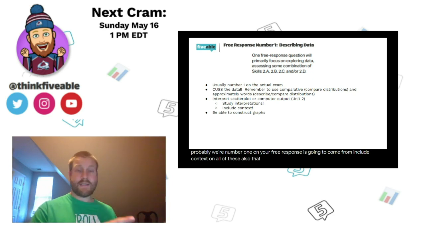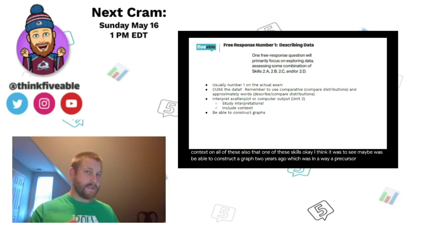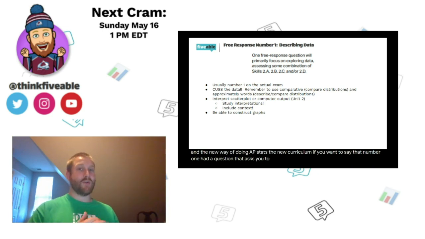Also, one of these skills, I think it was 2C maybe, was be able to construct a graph. 2 years ago, which was in a way a precursor to the CED and the new curriculum for AP Stats, number 1 had a question that asked you to construct a box plot. It gave you a grid and the 5-number summary and said construct a box plot from this data. Most everybody got that. It was pretty simple: your minimum, your Q1, your median, your Q3, and your maximum. And there were no outliers, so you didn't have to worry about outliers.